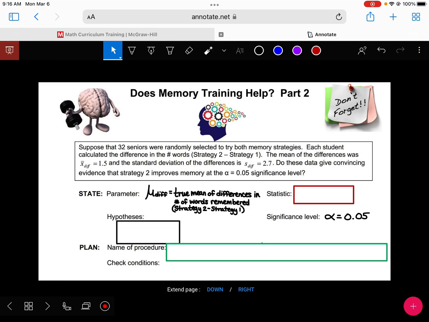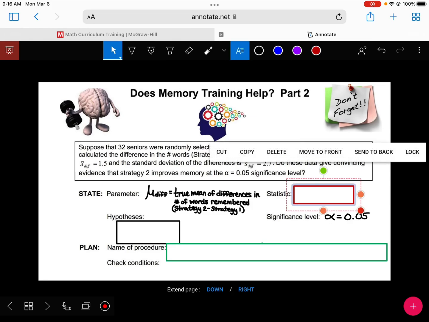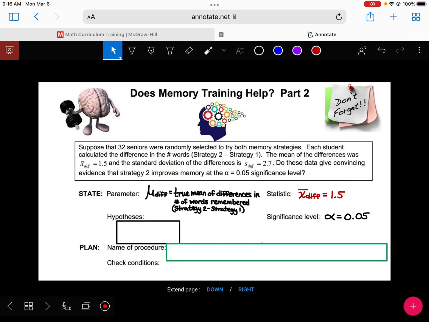What is the statistic here? X bar diff equals 1.5. What would our hypotheses be here? The null is mu diff equals 0. Yes. And how did you know it was supposed to be a greater than rather than a not equal to or a less than?